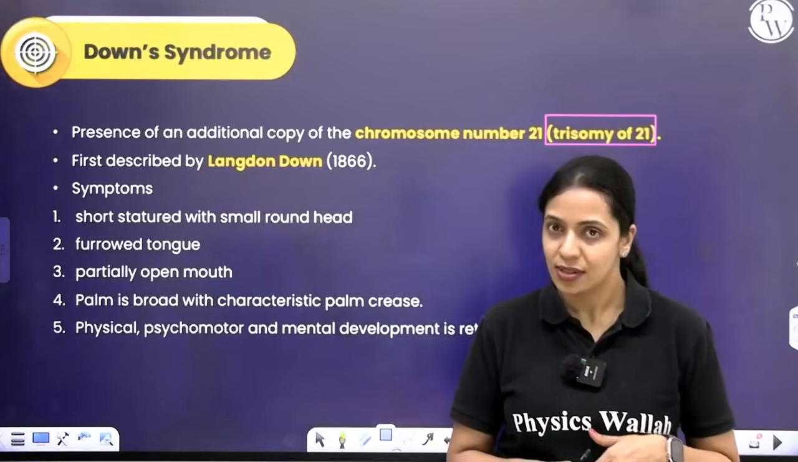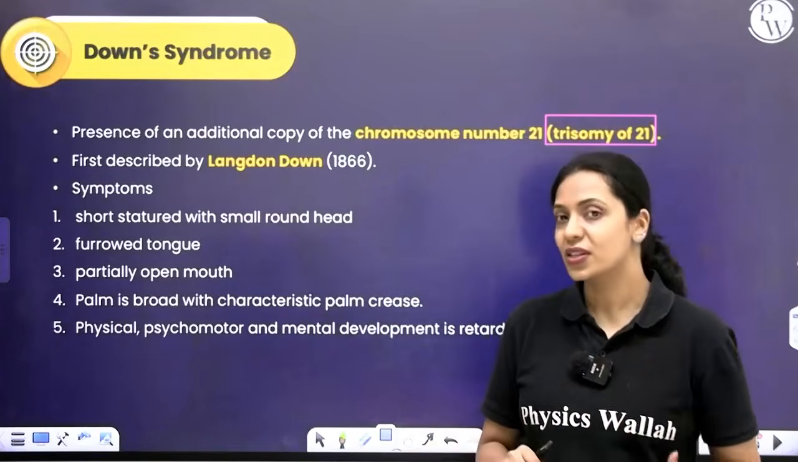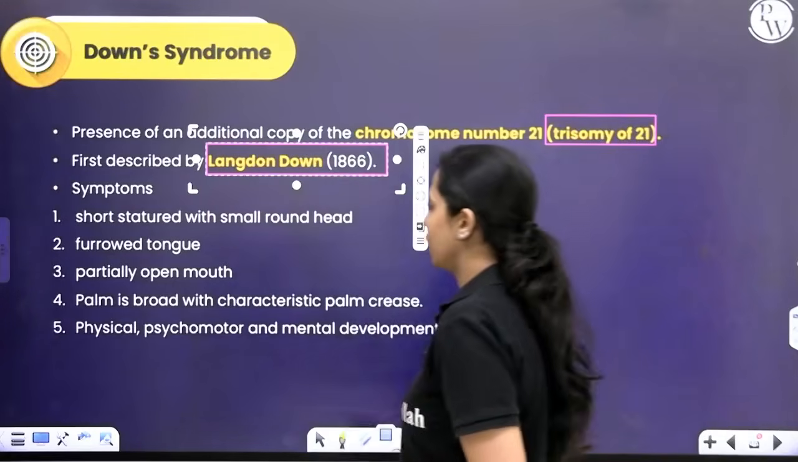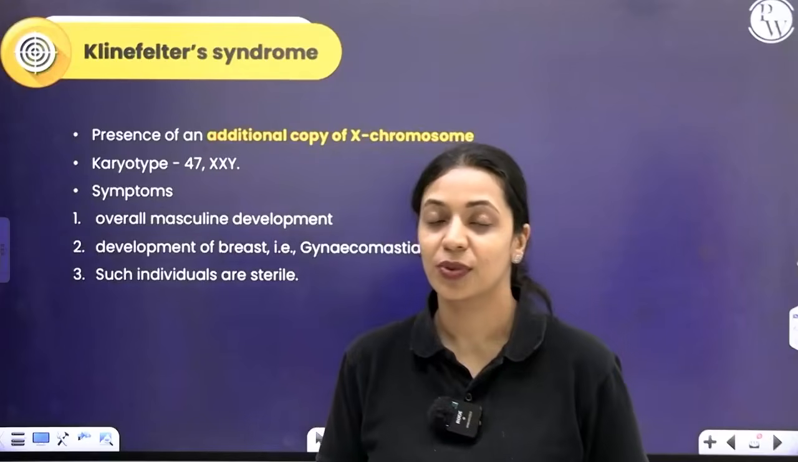Why is it called Down syndrome? Does that have anything to do with the up-down direction? No. This was first described by a person called Langdon Down, so it's named after him. Alright. Now let's talk about the second chromosomal disorder, which is Klinefelter syndrome.